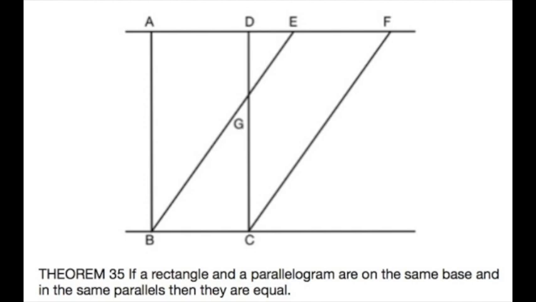The triangles ABE and DCF are equal because all three sides are equal. The side AB in the left triangle equals the corresponding side DC in the right one because they are opposite sides of the rectangle. The side BE in the left triangle equals the corresponding side CF in the right triangle because they are opposite sides of the parallelogram.